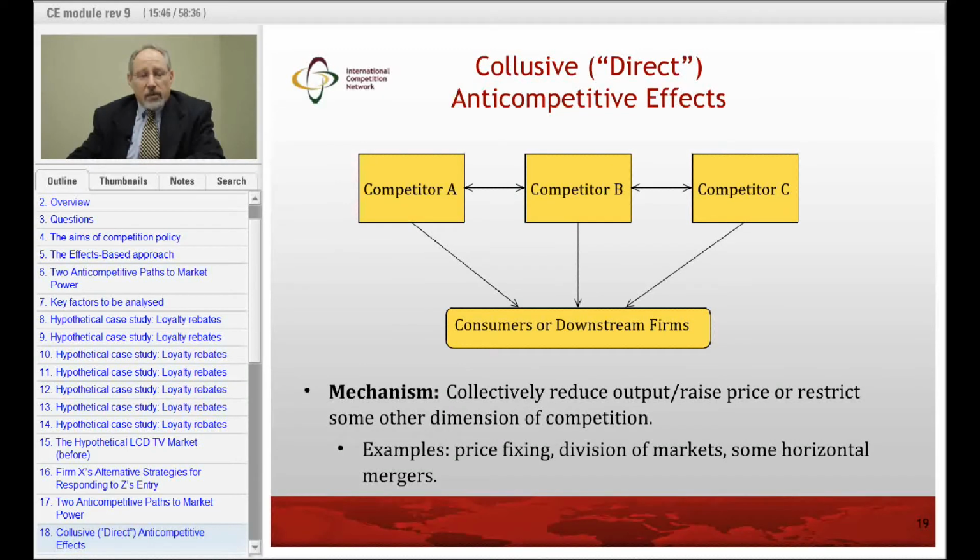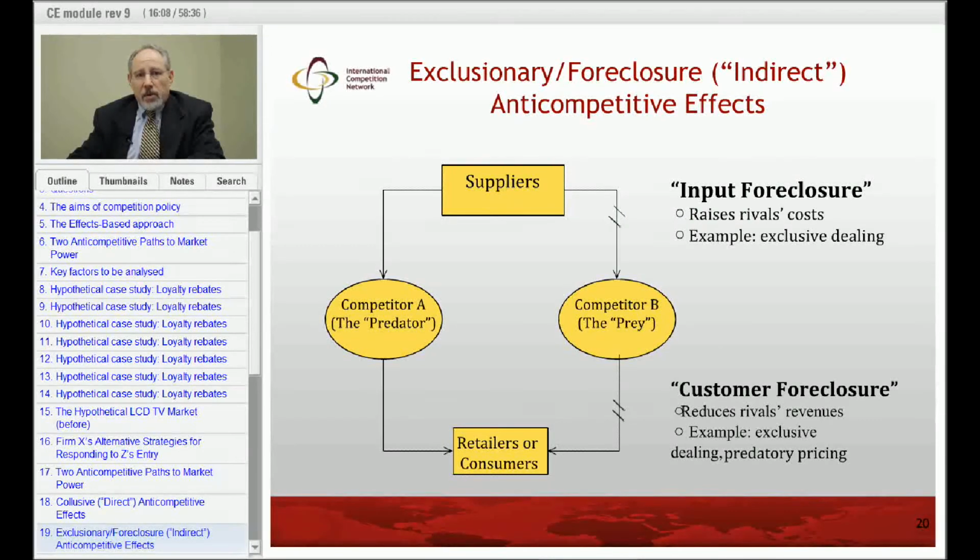If we have rivals collectively restricting their output, they might be able to exercise market power collectively by restricting output and raising price. But there's another alternative, a different kind of competitive effect, an anti-competitive effect that we associate with foreclosure or exclusion, and that's depicted in the next slide. Here we have Firm A trying to impair or impede Firm B. How can it do that?